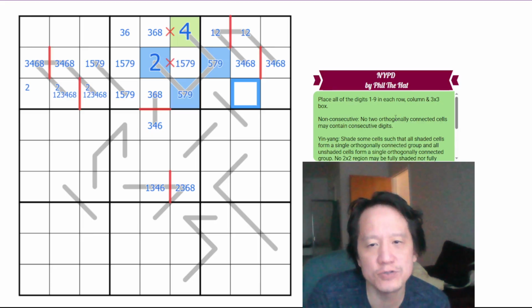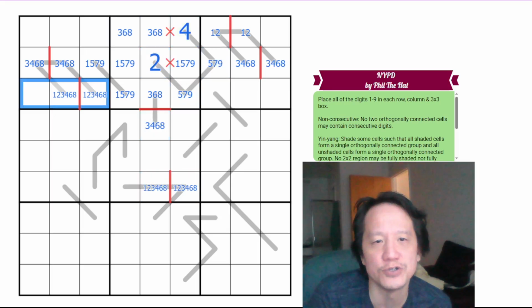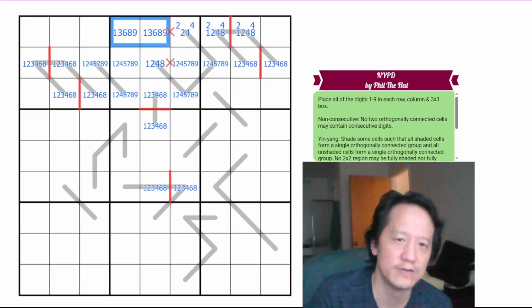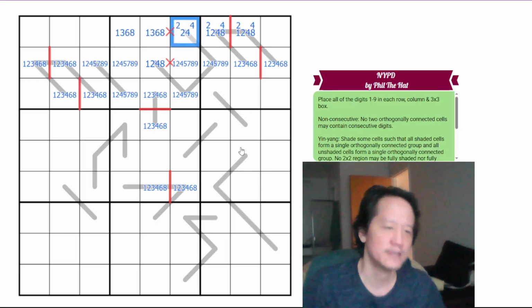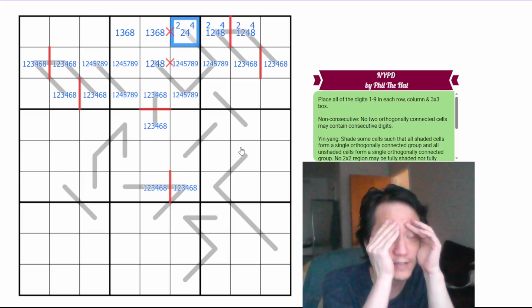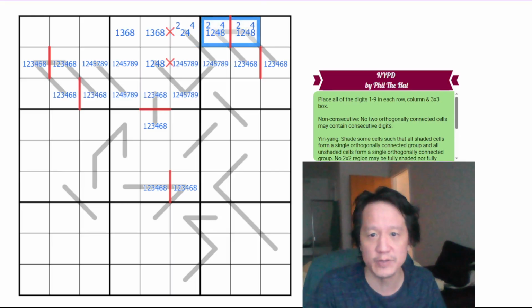Non-consecutive. No two orthogonally connected cells may contain consecutive digits. Oh, you can't have 1, 2. That is a very big detail. No wonder I was banging my head against this. Well, that simplifies a lot. This can't be 1, 2, so this must be 4, 8. Okay, well, that makes that simple.